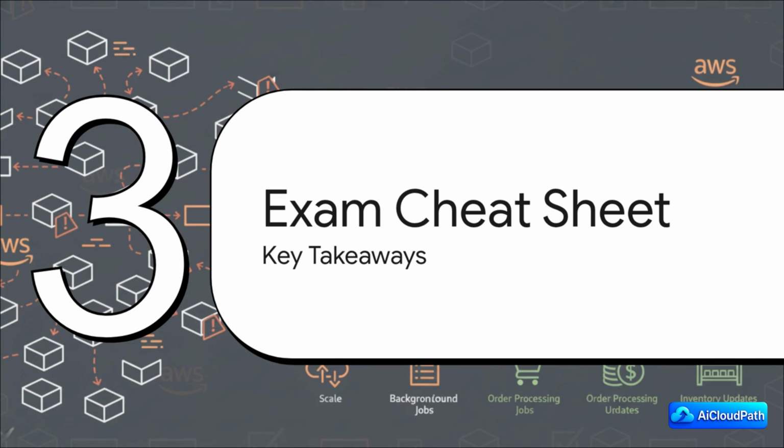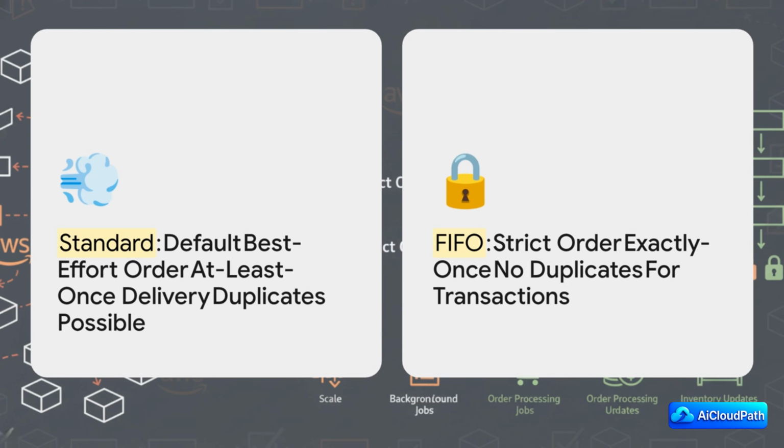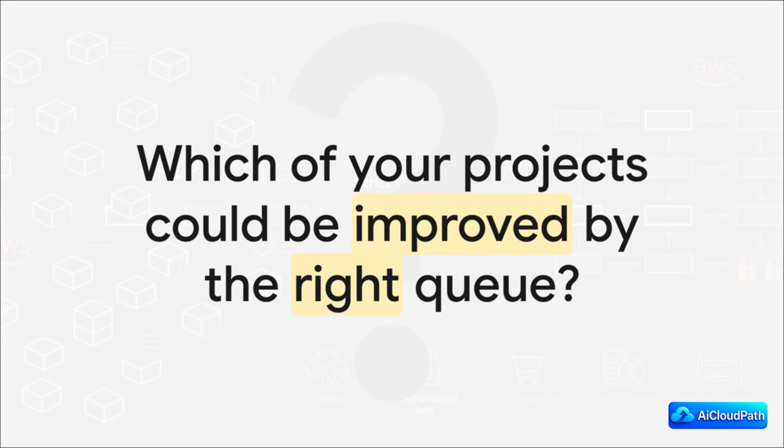Whew, okay, we've covered a lot. So let's boil it all down into one final, super simple summary. If you're studying for a certification exam or you just need a quick refresher later, this is the one you'll want to screenshot. Let's run through it one last time. Standard, it's the default. You get best effort ordering, at least once delivery, and duplicates are possible. Think high speed, high volume. Now FIFO, you get strict order, exactly once processing, and zero duplicates. Think precision, think transactions.